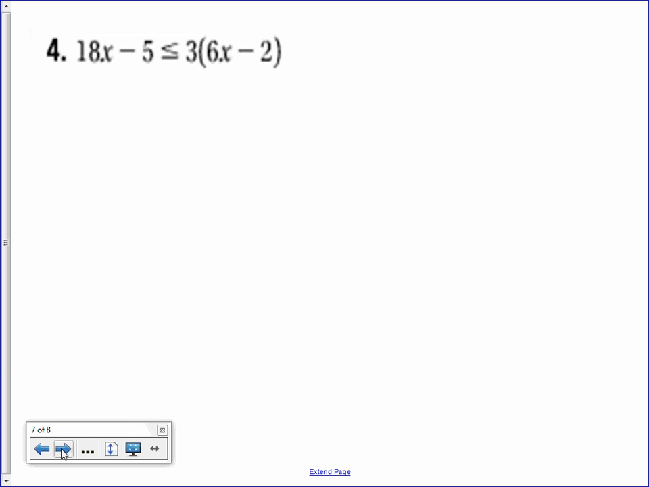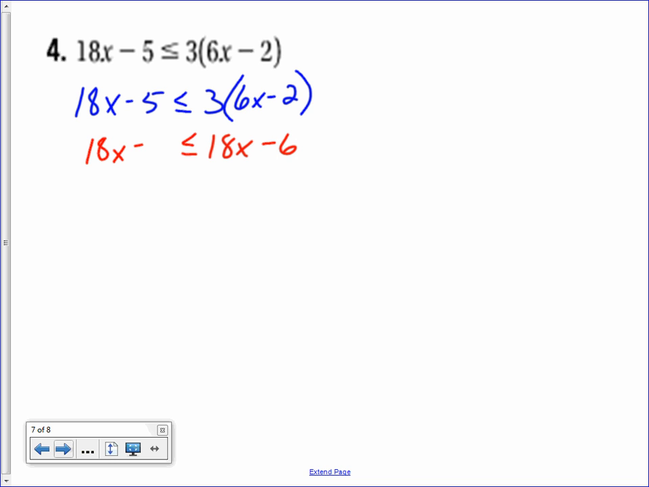Okay, very good. I'll give you some time. You try and figure this one out right now on your own. Okay, so I have 18x minus 5 is less than or equal to 3 times the quantity 6x minus 2. So first thing you should be thinking is to distribute on the right-hand side. So I have 18x minus 6. So I have 18x minus 5 is less than or equal to 18x minus 6.